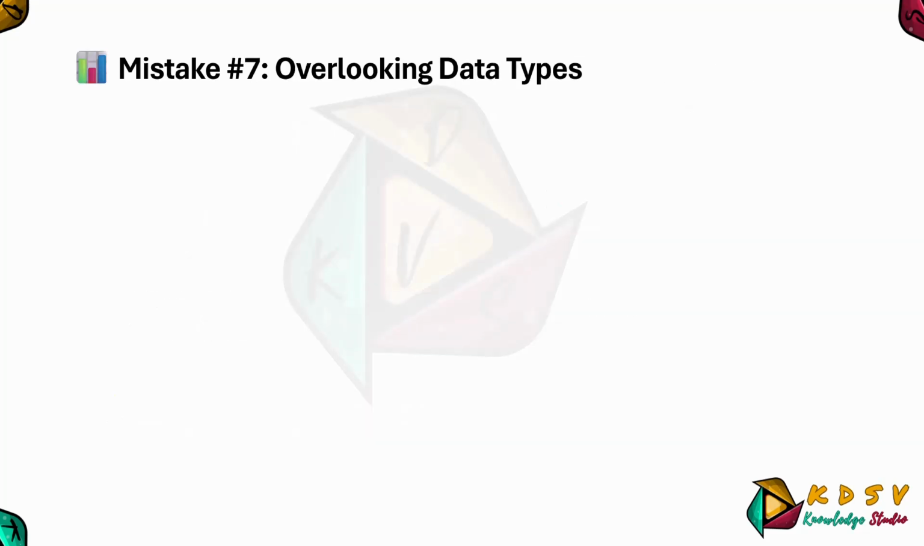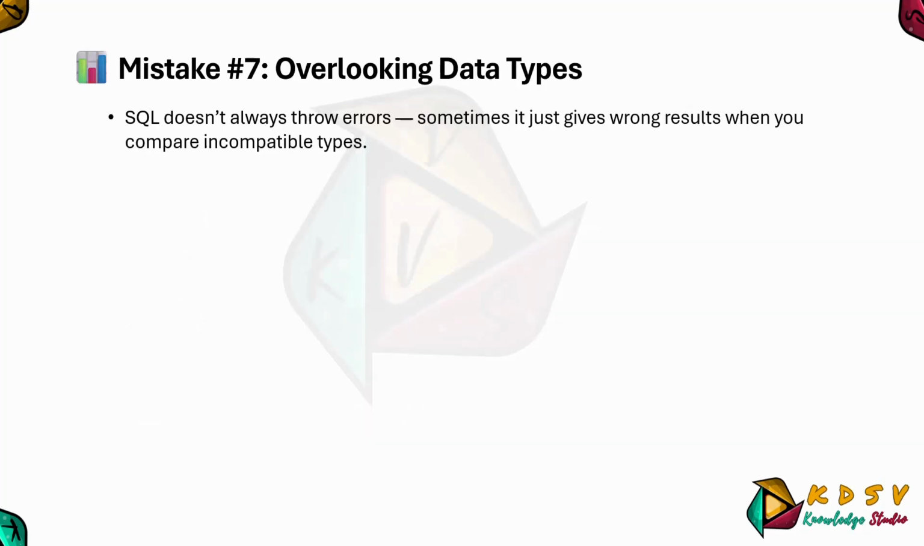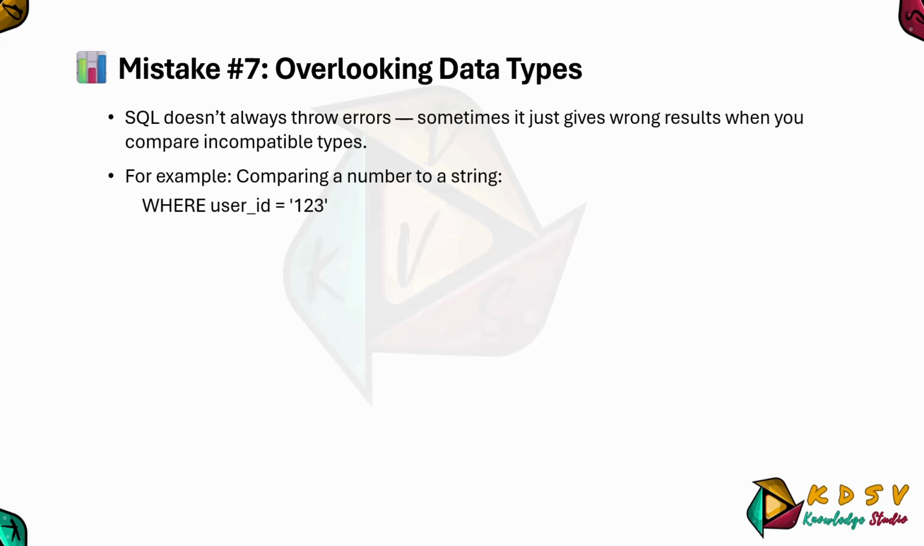Mistake number 7: overlooking data types. SQL does not always throw an error. Sometimes it just gives wrong results when you compare incompatible types. For example, comparing a number to a string, like WHERE user_id = '1, 2, 3'. Wherever you put single quotes, those values are considered a string. But user ID is a number column, an integer column, so you need to use it without the quotes.